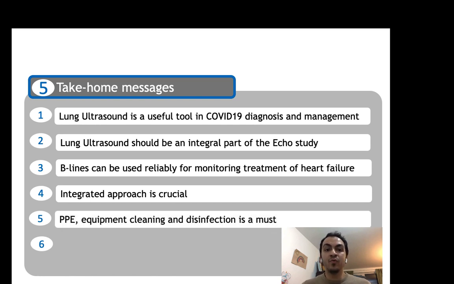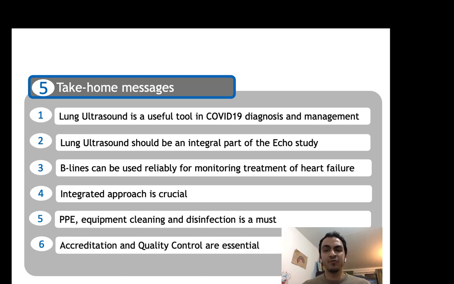We have to always be mindful of wearing the personal protective equipment when we manage these patients to make sure that we are safe, and look after the equipment and make sure the equipment is cleaned and disinfected thoroughly after use to prevent and reduce the instance of cross-infection between patients. And of course, it is always important to put into consideration the role of accreditation and quality control of every diagnostic tool we are using to make sure that we are doing the right thing at the right time.